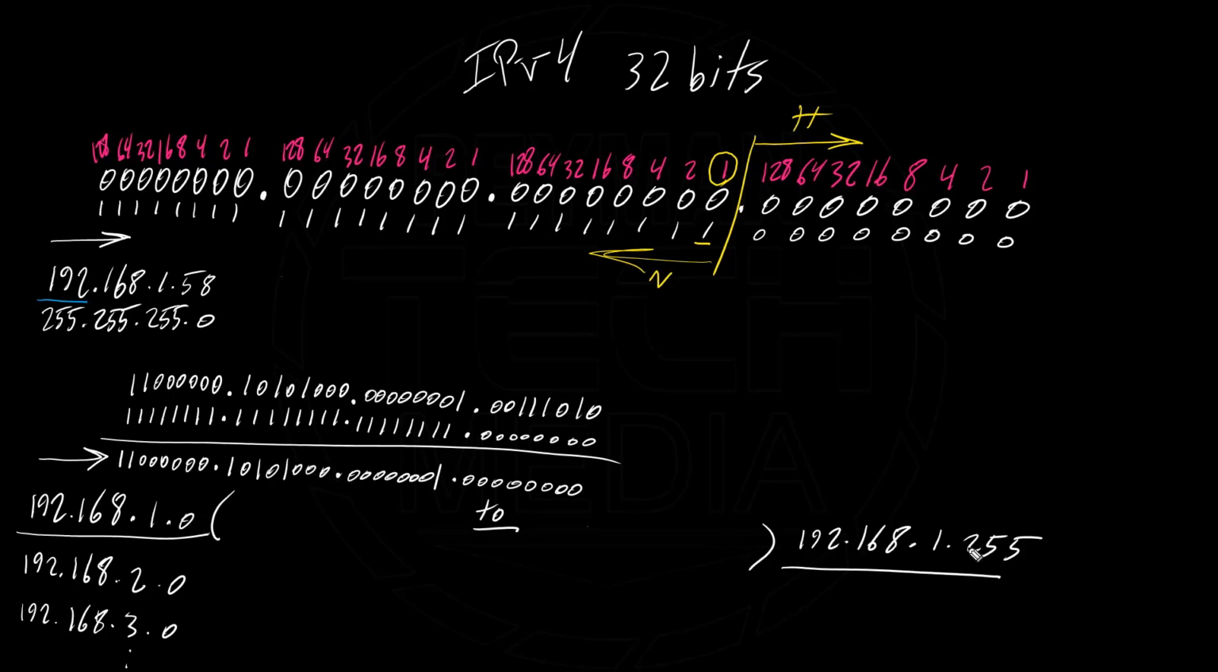That's why we will do minus 2. We will talk about the formula and so on, but let's go ahead and talk about the available range for this network. 192.168.1.1 is the first available IP address.